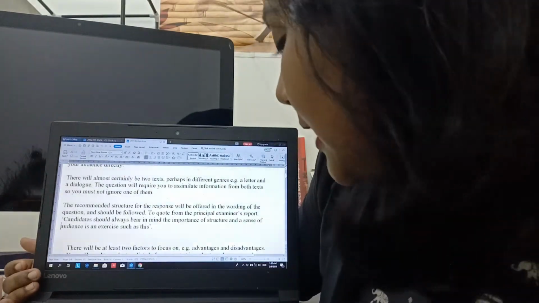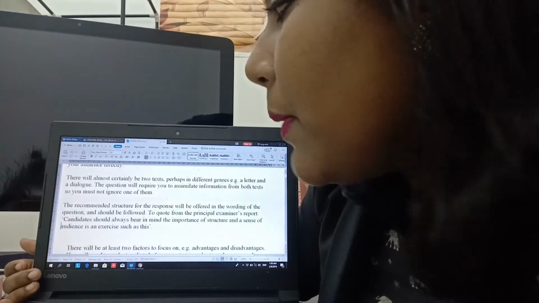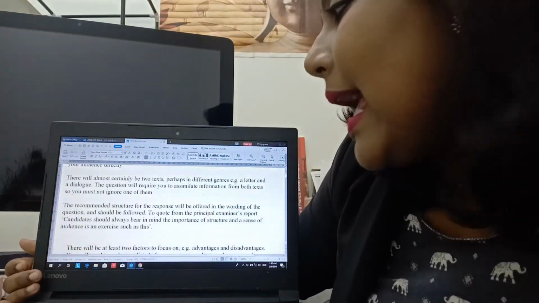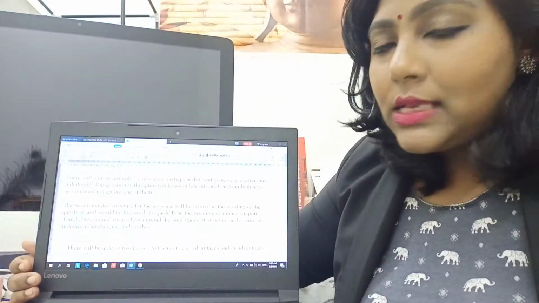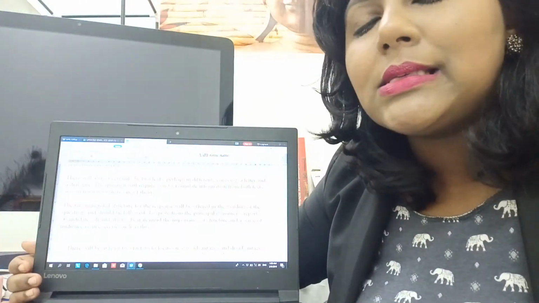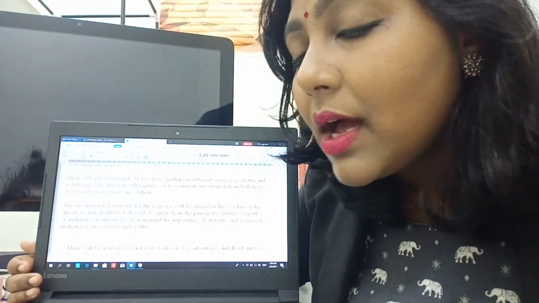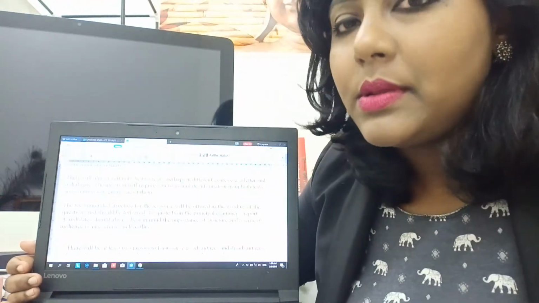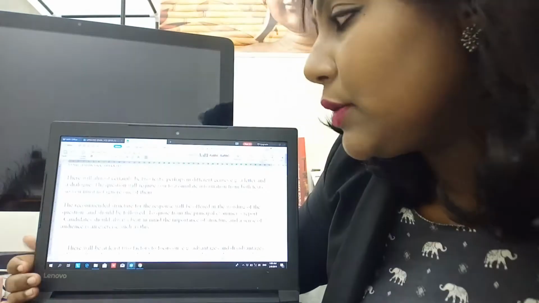You also need to quote from the principal examiner's report. To quote from the principal examiner's report, candidates should always bear in mind the importance of structure and the sense of audience. So as I've mentioned just now, structure and sense of audience are the 2 things that the examiners are really looking for when it comes to this directed writing question.